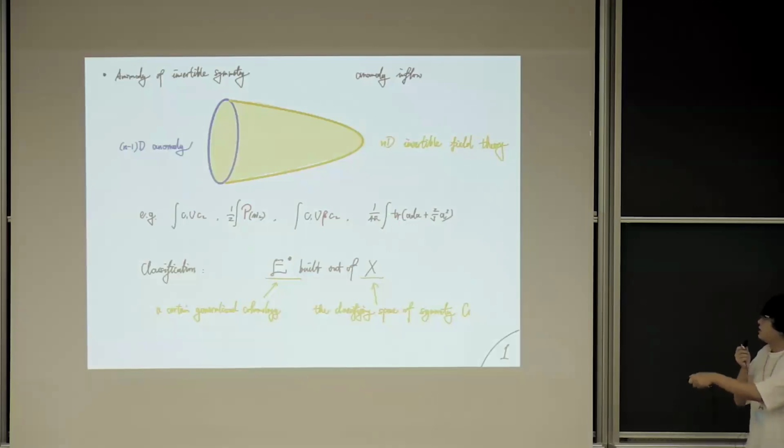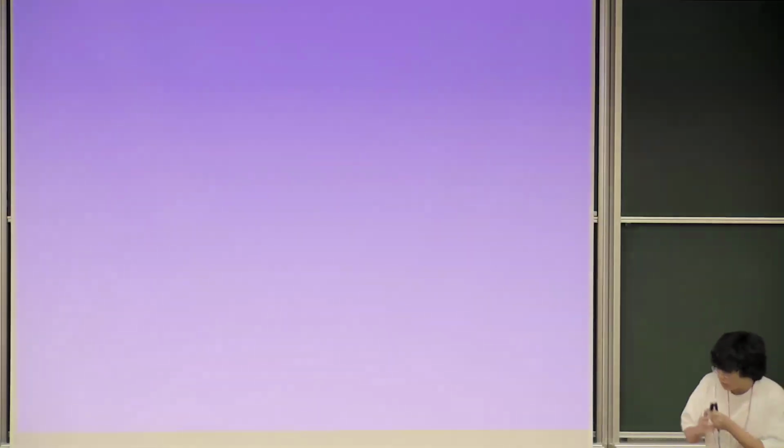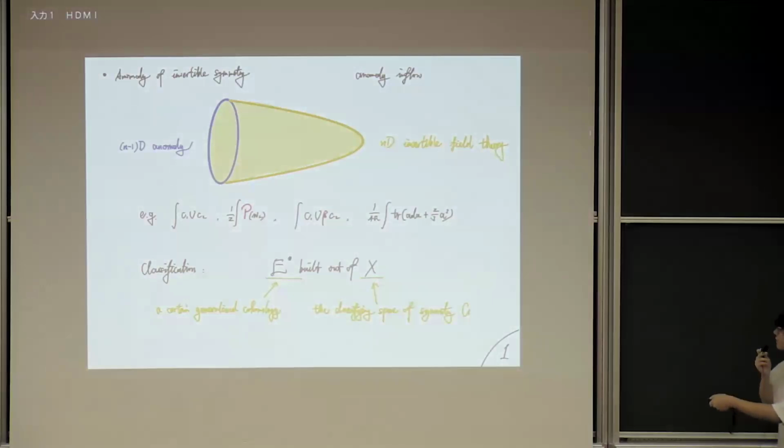Then our task, or say one important task in studying anomaly and invertible field theory, is to classify all such partition functions. And nowadays, after many efforts in the literature, people already found some good description for the classification. The classification is given by a certain generalized cohomology, which is built out of the classifying space of the symmetry.